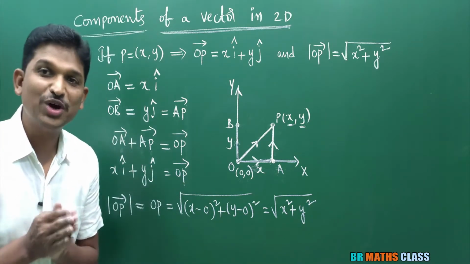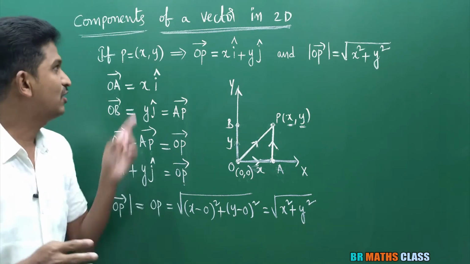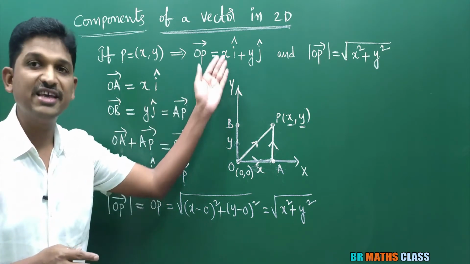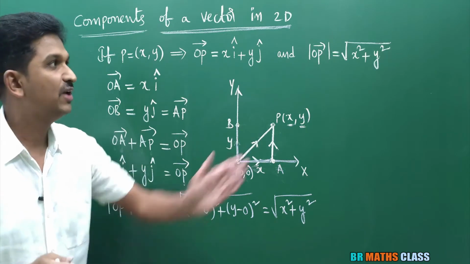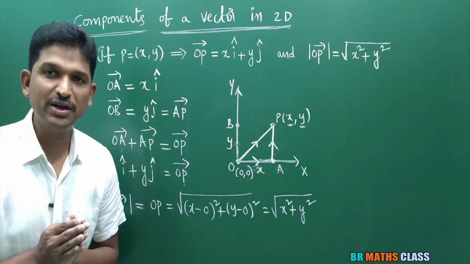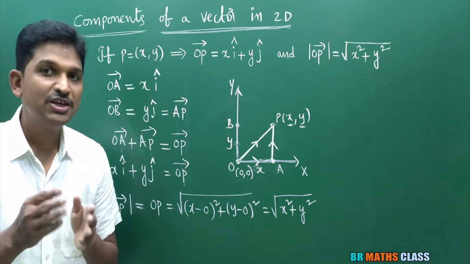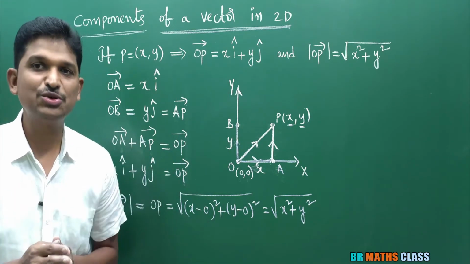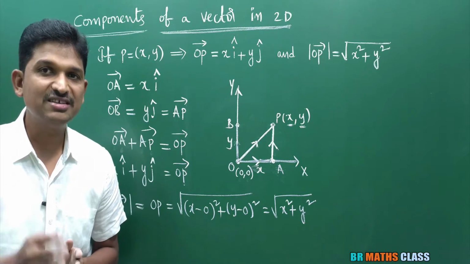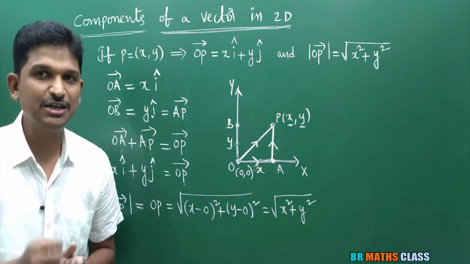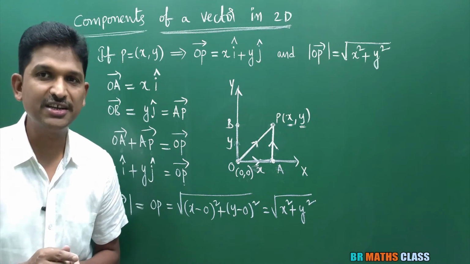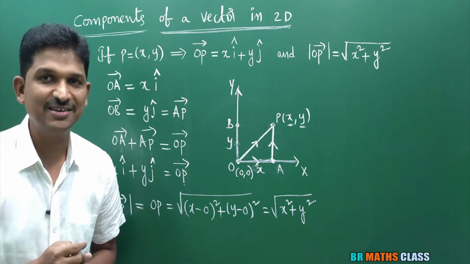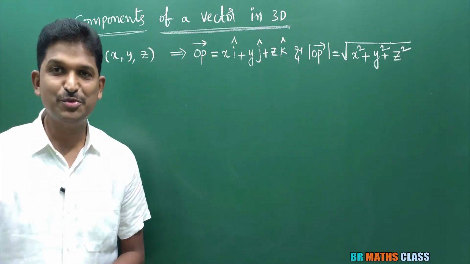I hope you understand now. If P equals (x, y), then we write OP bar as x i cap plus y j cap, and we write the magnitude of OP bar as root over x square plus y square. However, this is in two-dimensional geometry, so it can be understood easily. Now we will discuss components of a vector in three-dimensional geometry. That is a little complicated to understand, so please focus more to understand it clearly.